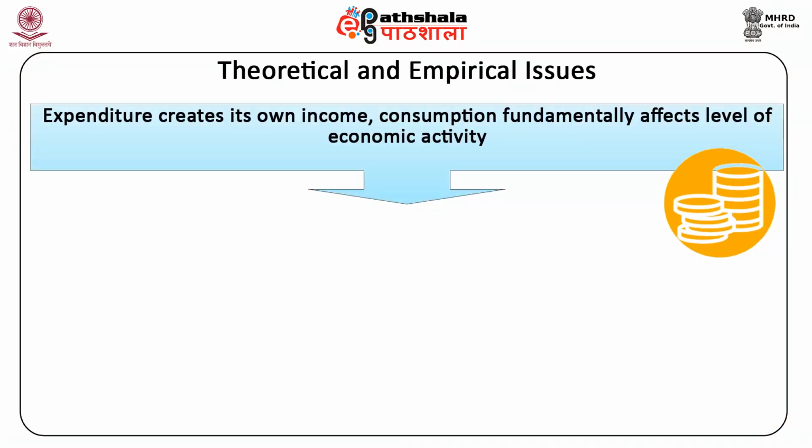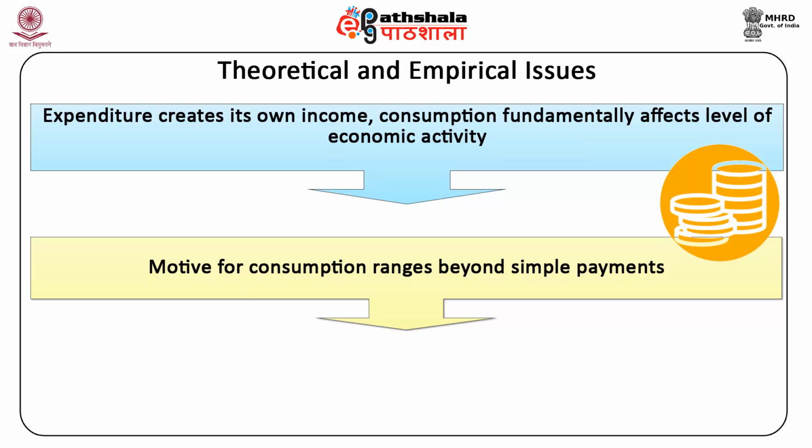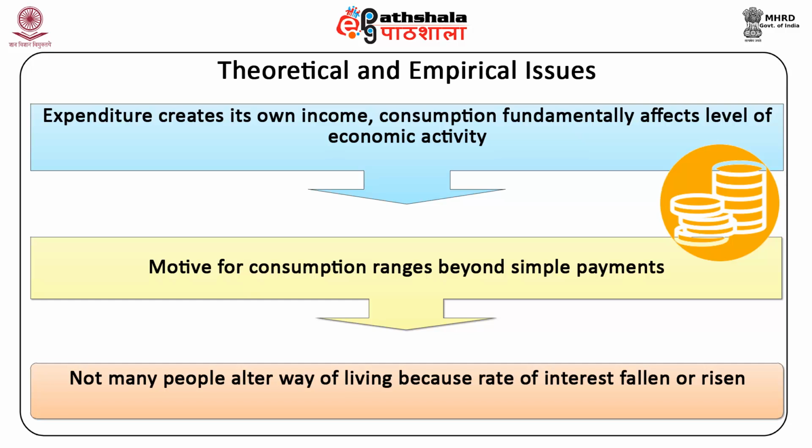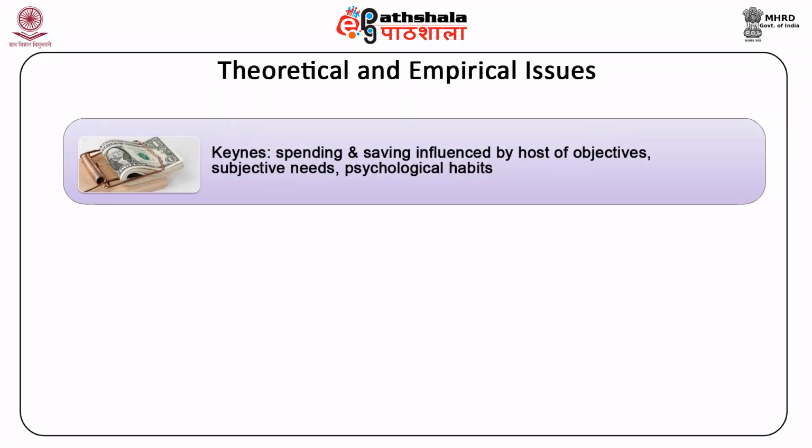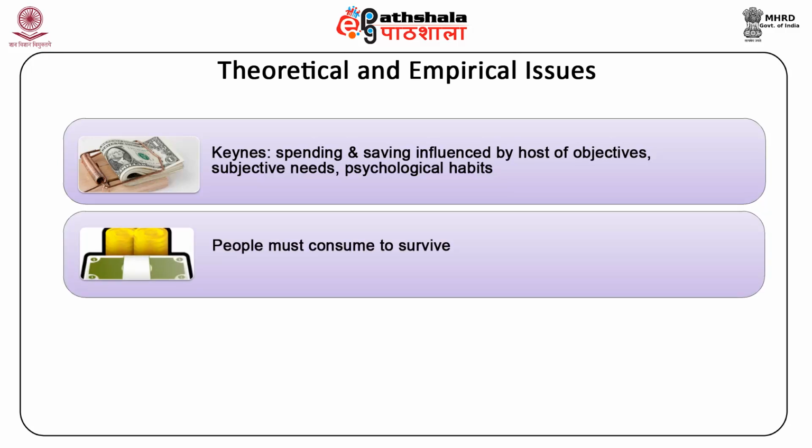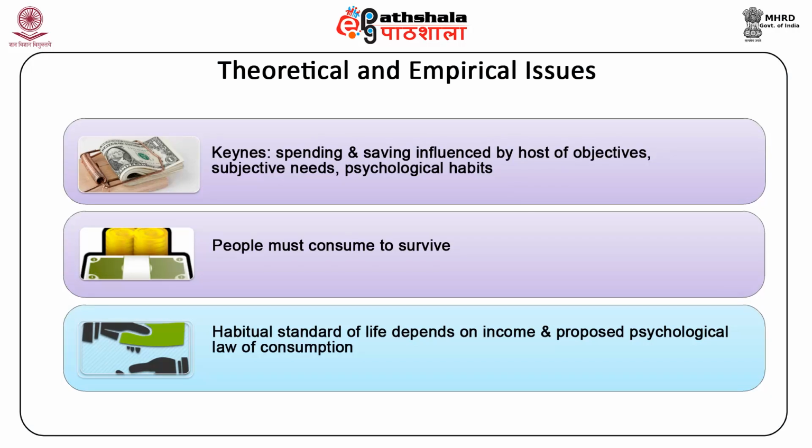Since expenditure creates its own income, consumption fundamentally affects the level of economic activity. The motive for consumption ranges far beyond simple payments. There are not many people who would alter their way of living because the rate of interest has fallen or risen. As put by Keynes, spending and savings are influenced by a host of objectives, subjective needs, psychological habits, etc. He recognized that people must consume to survive. For an individual, the habitual standard of life depends on his income, and he proposed the psychological law of consumption.